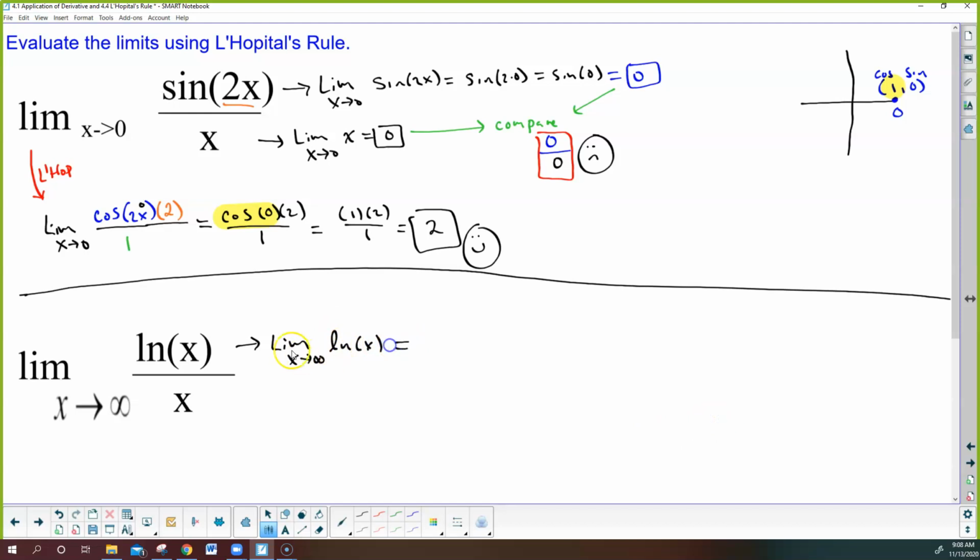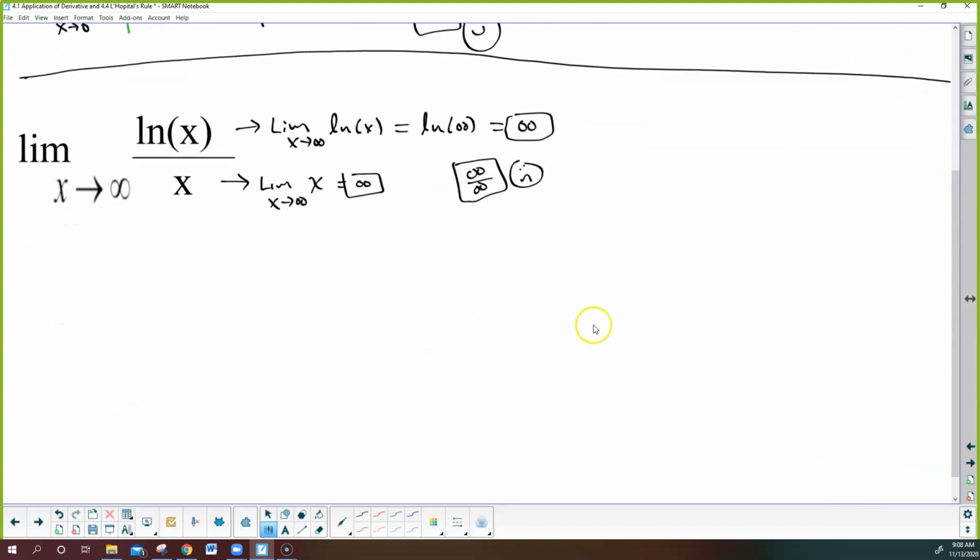So let's take a look. If I do the limit of the numerator, that's just going to be the natural log of infinity, which we knew went to infinity, right? And then I'm taking the limit of the denominator, which if I just plug in infinity, I get infinity over infinity. I compared them. Indeterminate form, which means now I have to apply L'Hopital's rule.